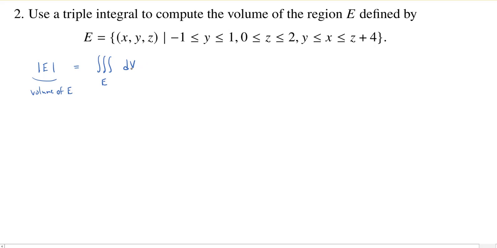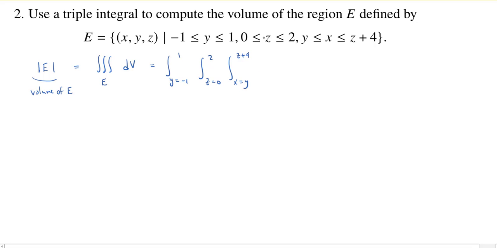So what's really nice in this problem is they've actually told us E explicitly, so I can immediately write this down as an iterated integral. So y can go from -1 to 1, z can go from 0 to 2, and then our x value is actually going to go from y to z plus 4. So this is what we called in class a type YZ region.